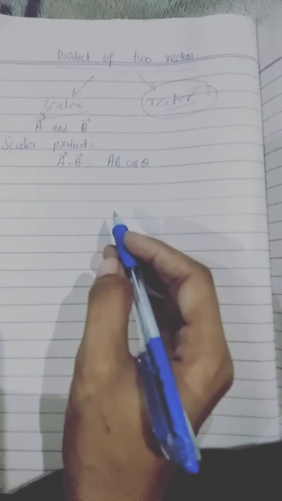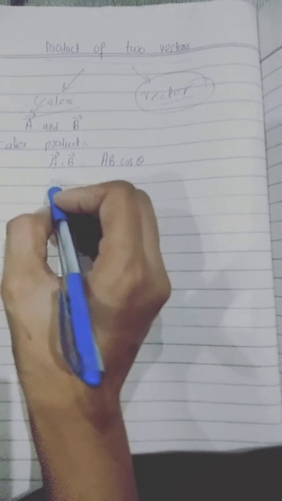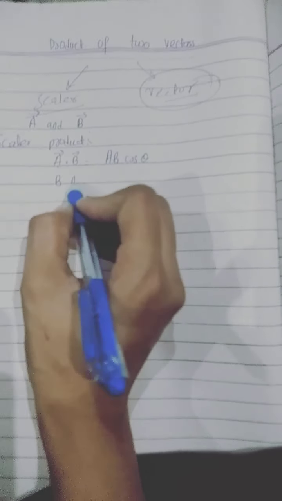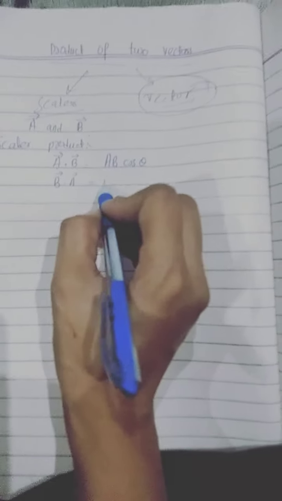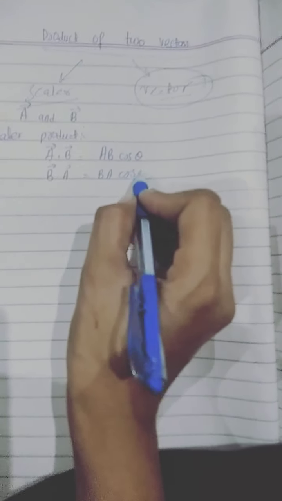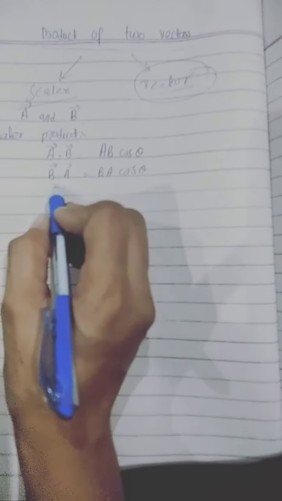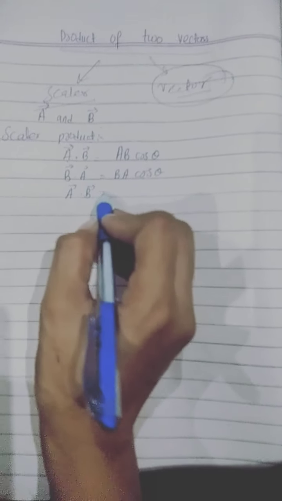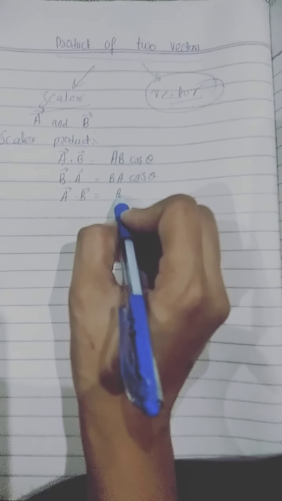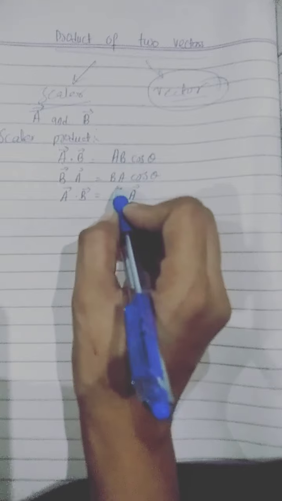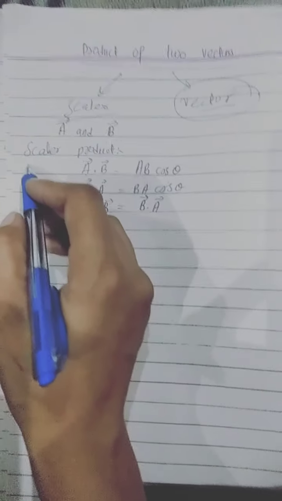The scalar product is commutative. I mean that B dot A is equal to BA cos theta. So A dot B is equal to B dot A. So the scalar product is commutative.